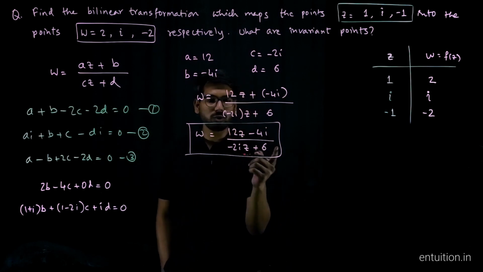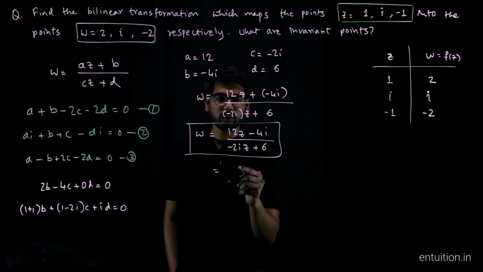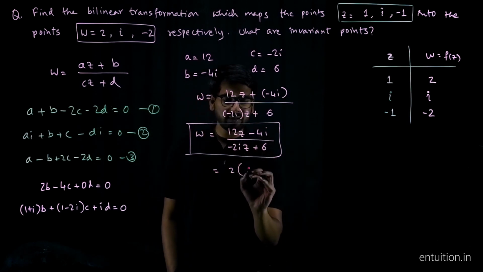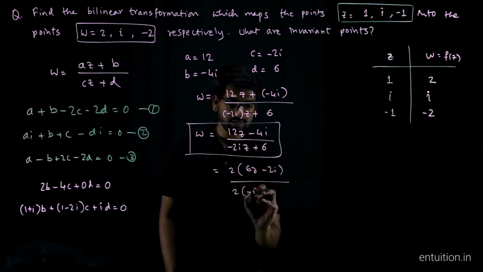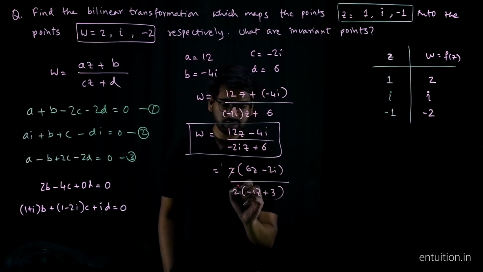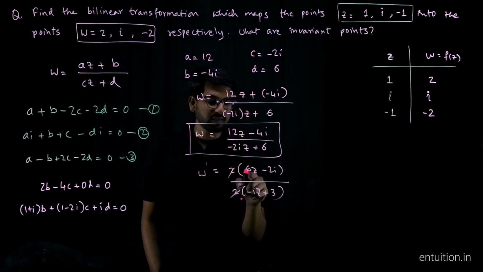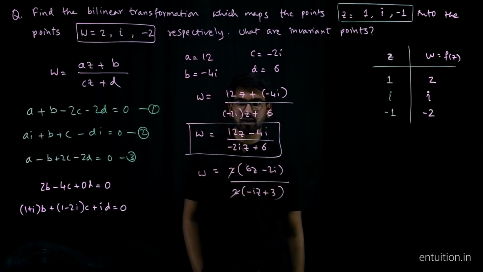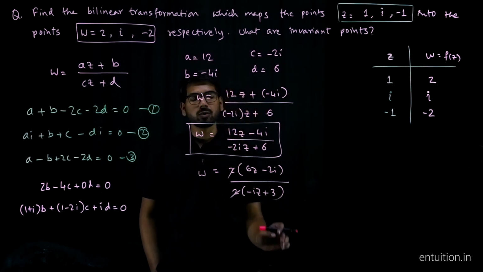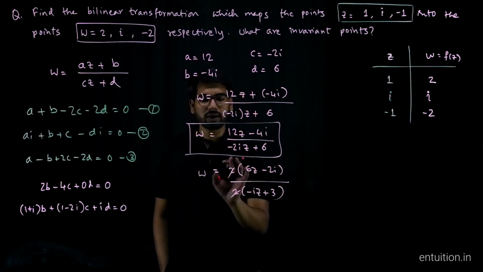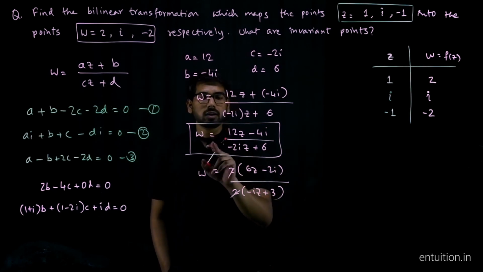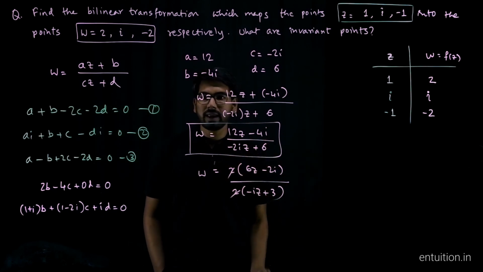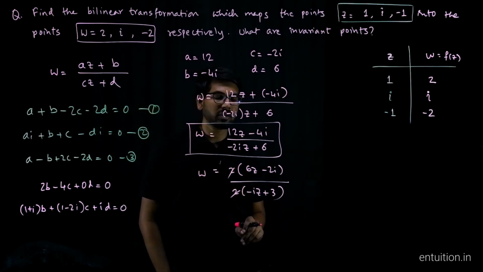Okay, you can simplify one more step here. If you take 2 common from the numerator and denominator, what will you get? 6Z minus 2I over minus IZ plus 3. So 2 get cancels. W is nothing but 6Z minus 2I over minus IZ plus 3. Okay. So most of the time he'll ask only to find the complex function by linear transformation. The W is equal to AZ plus B over CZ plus D.